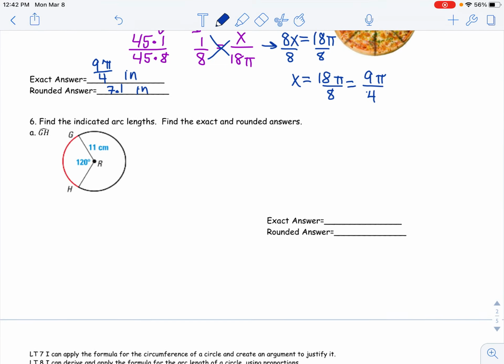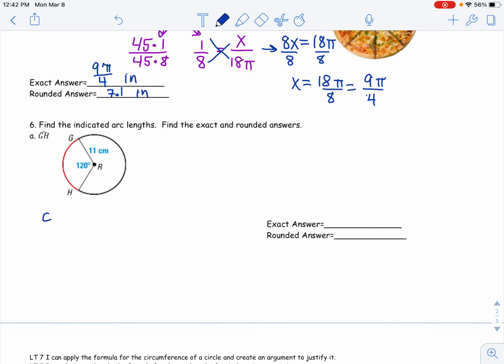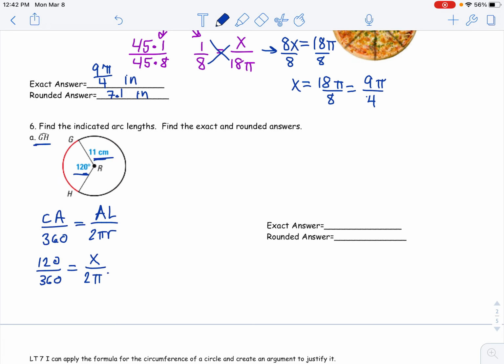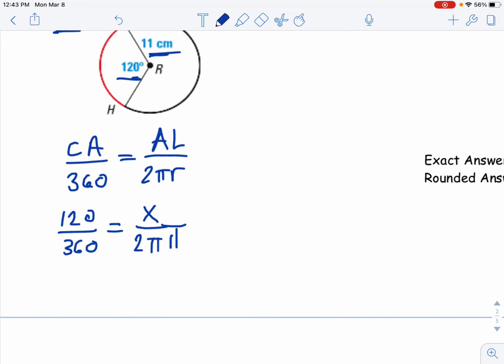All right, so picking up right from last video, we're gonna just continue to do the same thing. Central angle over 360 equals arc length over 2 pi r, and I wanna find the indicated length, GH. So then it's just plugging in things. I'm gonna have 120 degrees, that's my central angle, over 360. Arc length is what I'm finding, so x, and then 2 pi times the radius, which is 11. So I gotta remember this formula, and I gotta properly plug things in.